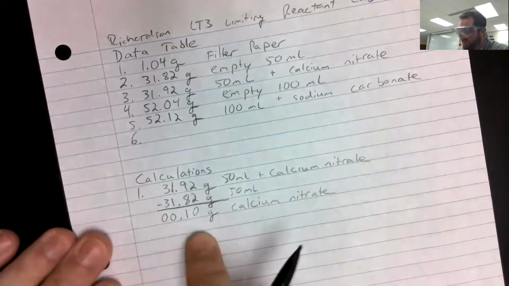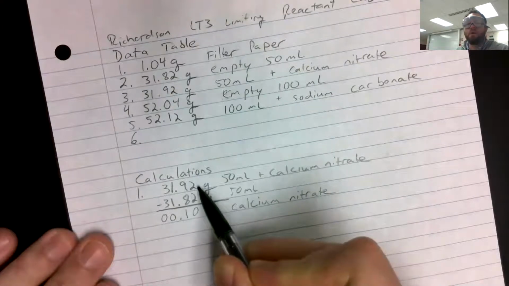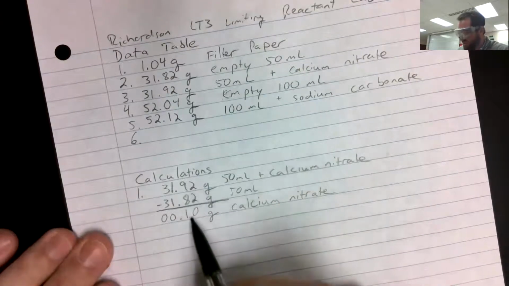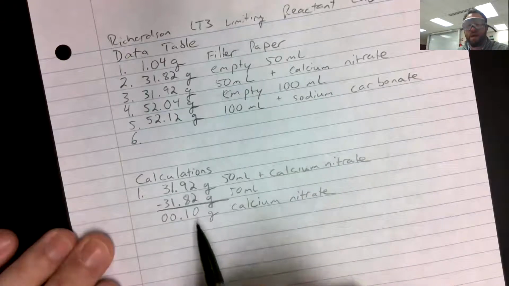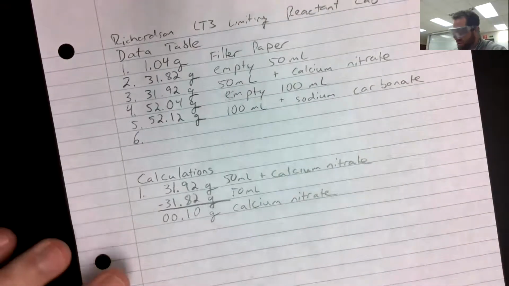Let's check for significant figures. Again, it matters how far behind the decimal. This one goes 2 places past the decimal. That one goes 2 places past the decimal. So guess what? We are spot on at 2 places past the decimal. Fantastic. So there's our mass of calcium nitrate.